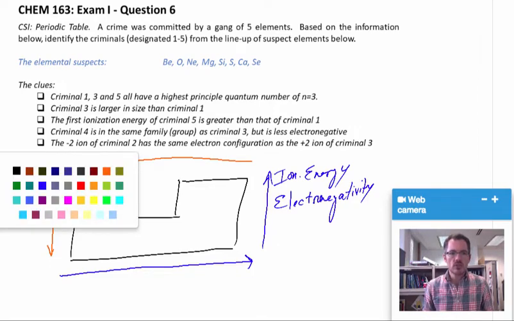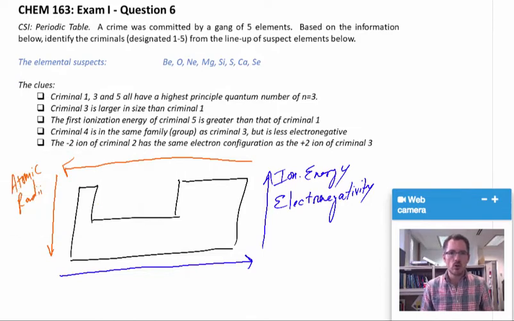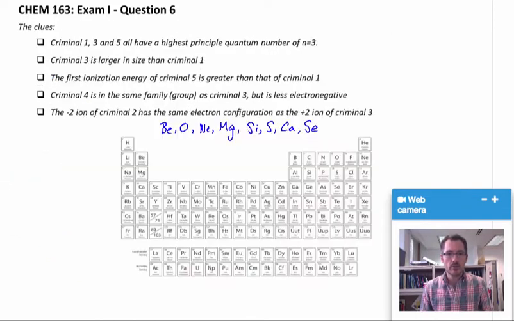For the first part, we're just going to take a look at one other piece of information from the periodic table, which happens to be our principal quantum numbers. So for clue number 1 that states that 1, 3, and 5 all have the highest principal quantum number of n equals 3, we know that n equals 3 is actually the third row. So any element in the third row that's in this list can be 1, 3, or 5.